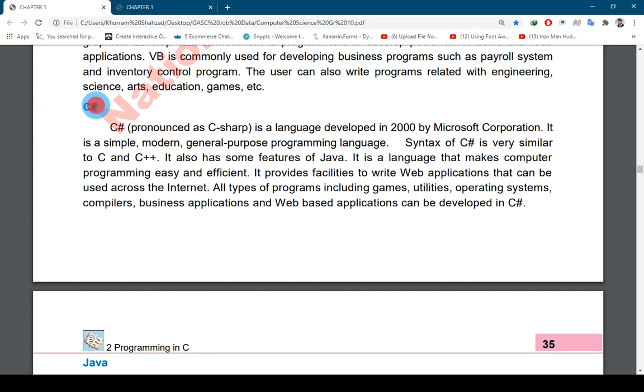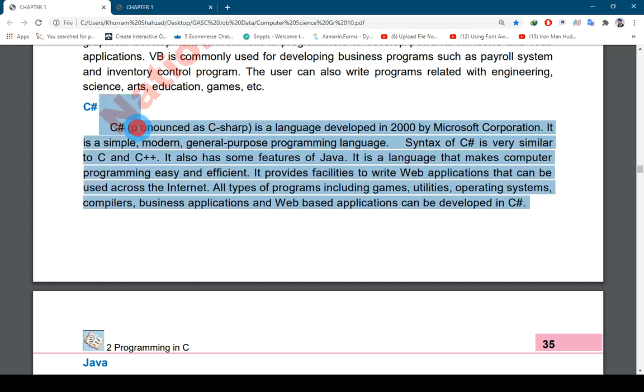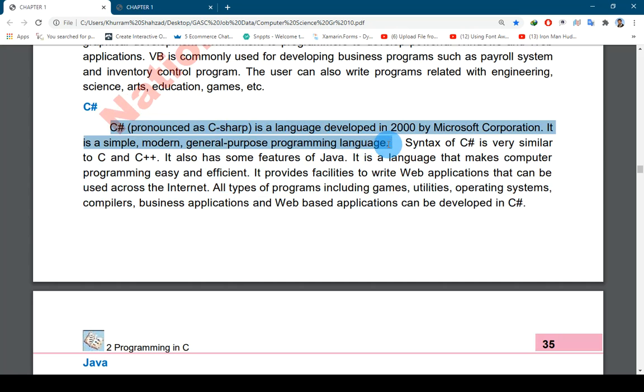C sharp or C hash, both names are correct. C hash, or C sharp, pronounced as C sharp, is a language developed in 2000 by Microsoft Corporation. This line is also very important. It is a simple, modern, general purpose programming language. It is the ultimate language of Microsoft, which will cover all the other languages' specifications in one language.